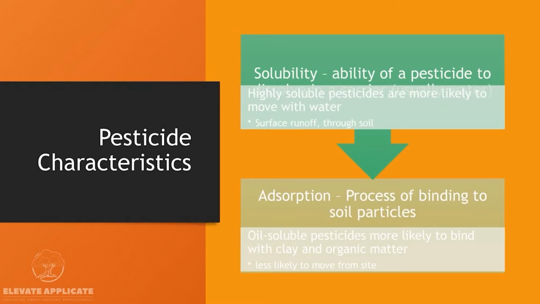So we're going to talk about solubility, which is the ability of a pesticide to dissolve in a carrier, usually water. Highly soluble pesticides are more likely to move with water, surface runoff, or going through the soil. And then we have adsorption, not to be confused with absorption. This is adsorption, which is the process of binding to soil particles. Oil-soluble pesticides are more likely to bind with clay and organic matter and less likely to move from a site.